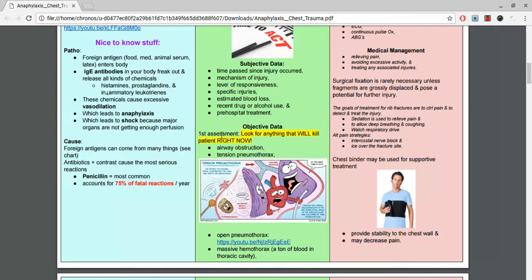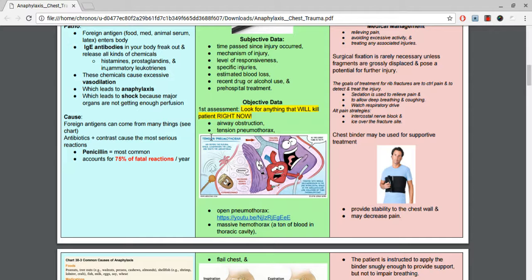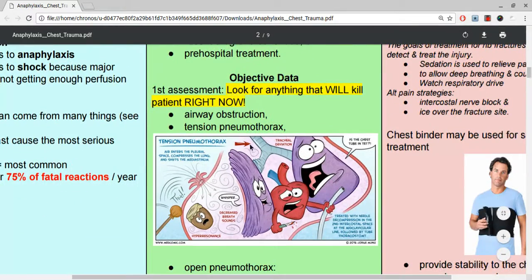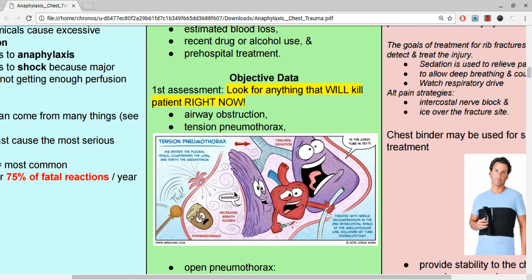Here's the objective data. The first assessment is basically you looking for anything that will kill the patient right now, like an airway obstruction or a tension pneumothorax, and this is basically what a tension pneumothorax is. We can zoom in right here. Air basically enters the pleural space and compresses the lung and shifts the mediastinum. This is the mediastinum where the heart is, the middle. Okay, so air is coming through this wound. If you assess them, you're going to have hyperresonance, which basically sounds like you're tapping on a little drum, and you're going to have decreased breath sounds on the affected area.